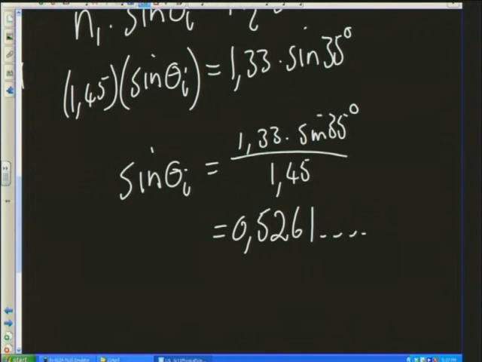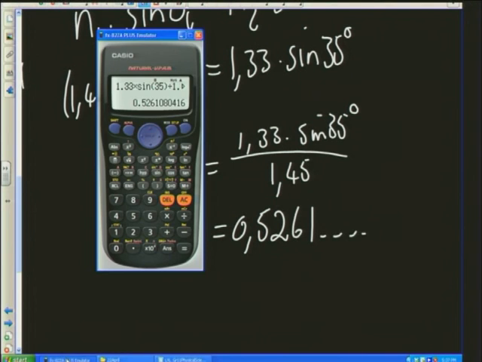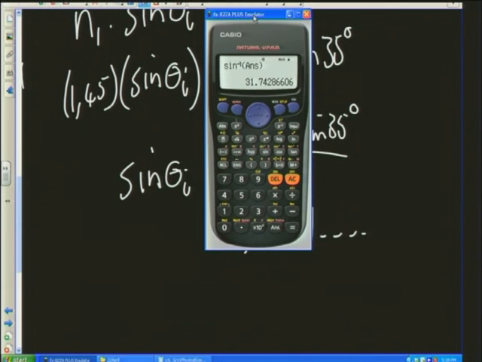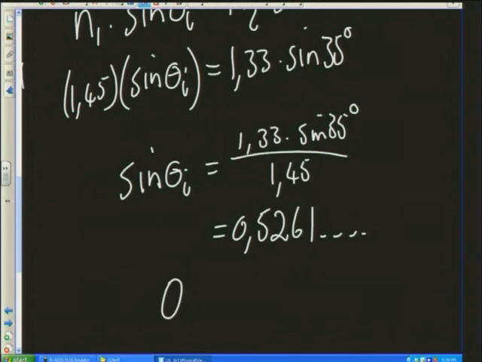I'm now going to take the inverse of that because that was sine theta. I'm going to say shift, sine, answer, equals. And here I get my angle, 31,74. So my angle of incidence is 31,74 degrees. Does it make sense?